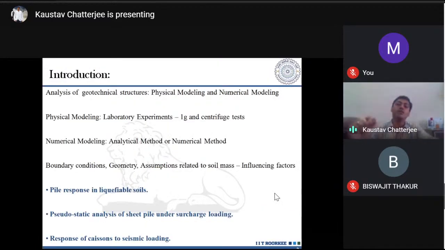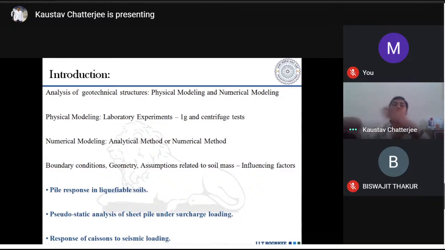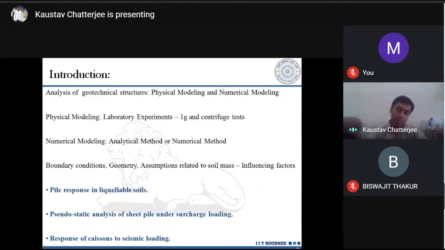Now, come to the introduction. What is actually numerical modeling? Now we are having geotechnical structures, be it a foundation, be it a slope, a retaining wall, anything. Now when these geotechnical structures are subject to different types of loading conditions and we have to analyze them, it can be done in two different methods. One is called physical modeling and second one is numerical modeling.